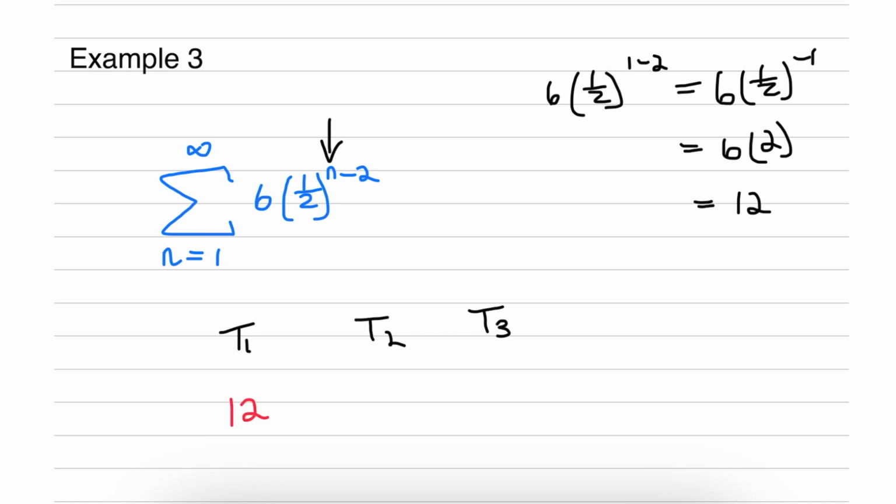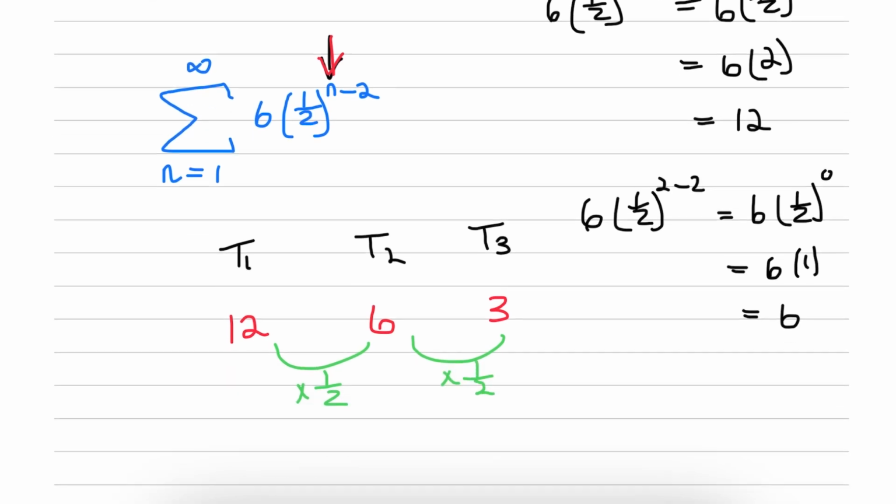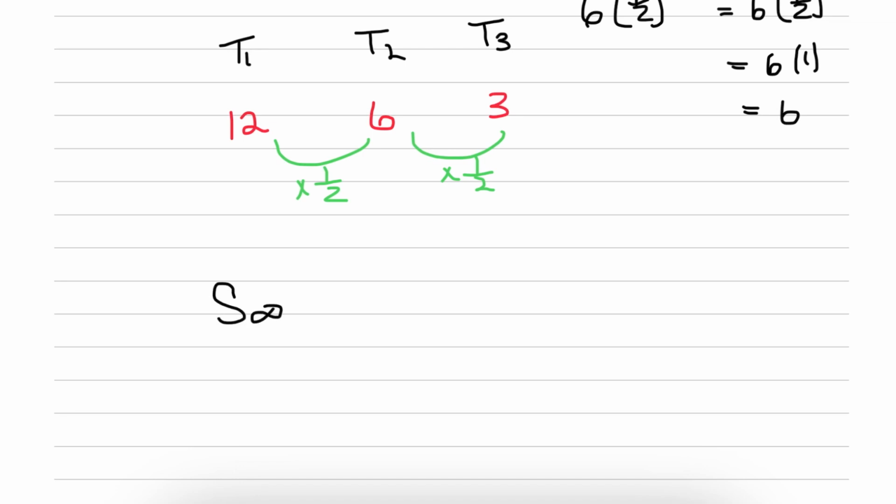If you go ahead and substitute now n with 2, 6 times a half to the power of 2 minus 2, again 2 minus 2 is 0, so we have a half to the power of 0, which is equal to 1, and then that just gives us 6. So term number 2 is equal to 6. I'm not going to do the procedure again, but by inspection we can estimate that term number 3 is going to be 3, because following this ratio of halving the terms means that the next one is going to be 3.